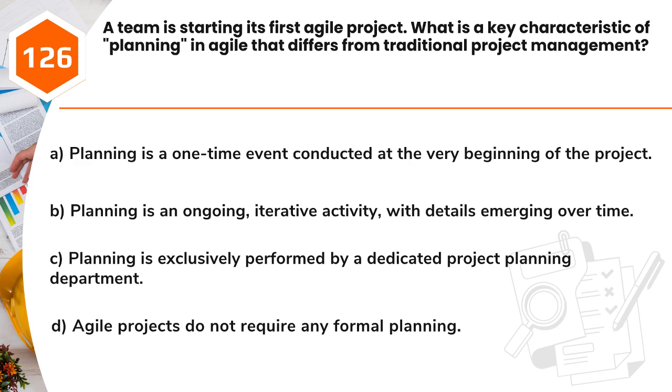Question 126. A team is starting its first Agile project. What is a key characteristic of planning in Agile that differs from traditional project management? A. Planning is a one-time event conducted at the very beginning of the project. B. Planning is an ongoing, iterative activity, with details emerging over time. C. Planning is exclusively performed by a dedicated project planning department. D. Agile projects do not require any formal planning.